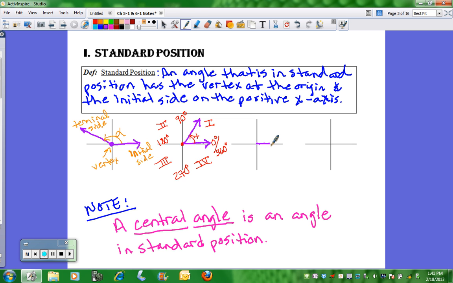Let me draw another central angle that is in standard position, but we're going to go the opposite direction. Okay? So here's our initial side, here's our terminal side, and this angle right here I'm going to call alpha, and alpha is going to equal negative 90 degrees. So we're going clockwise. Okay, so that means that clockwise gives us negative angles. Counterclockwise, we get positive angles.